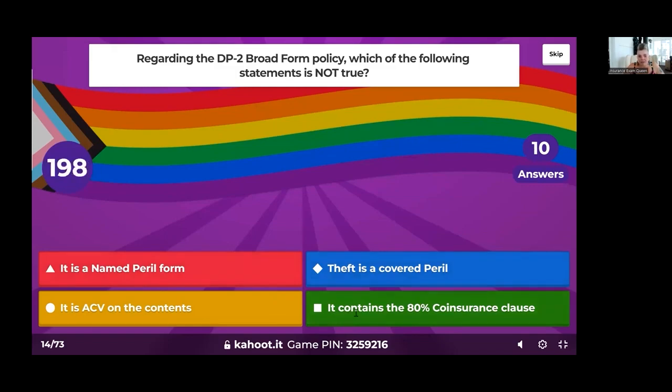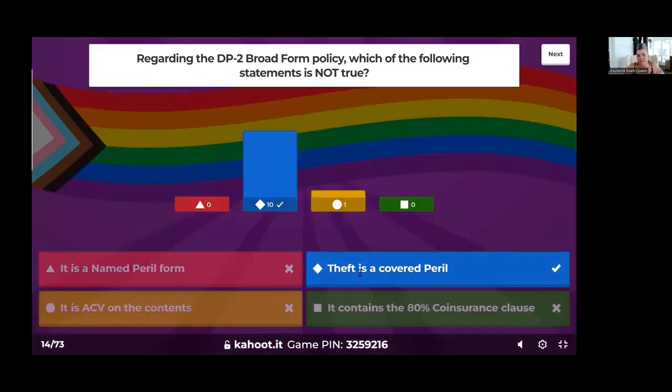I may not remember if DP has an 80% co-insurance clause. I may not remember that it's actual cash value, because I think there are no contents on a dwelling, and there's not, but if you were to add it, it is actual cash value. And then you should know that a DP2 is named peril. You should definitely know that one. So even when you're shaky on these, if you know that theft is never covered on a DP2, then you would know that theft is the correct answer here.